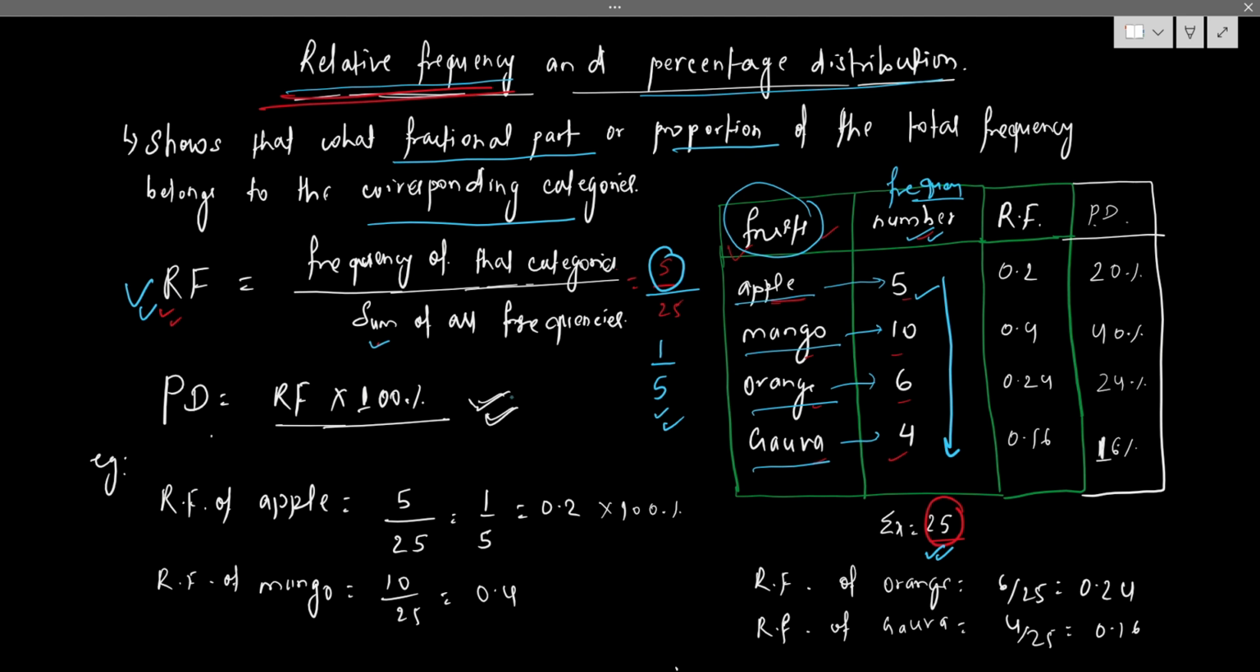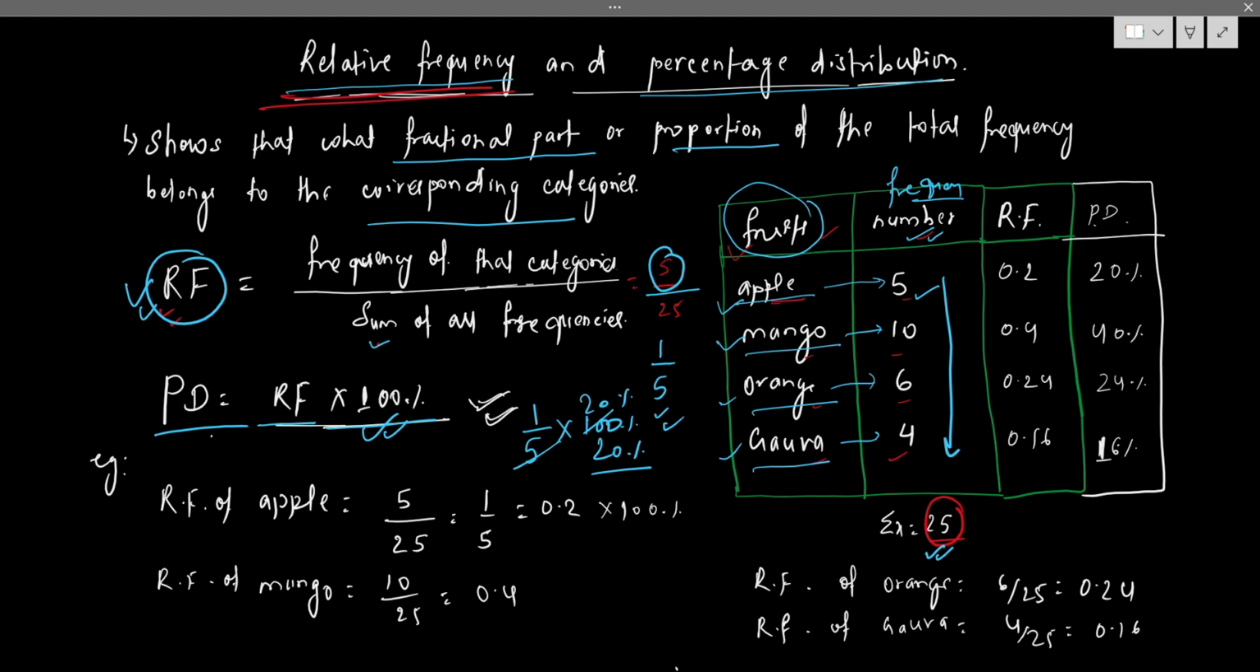When we convert the relative frequency into a percentage, we simply multiply the RF by 100%, and we get the percentage of the respective categories. Suppose to calculate for apple, we have the 1 by 5 fractional part, and if we multiply it by 100%, then it shows that apple is 20% of the 100% fruit, categorized in the 4 types: apple, mango, orange, and guava. In this way we can find the relative and percentage frequency.